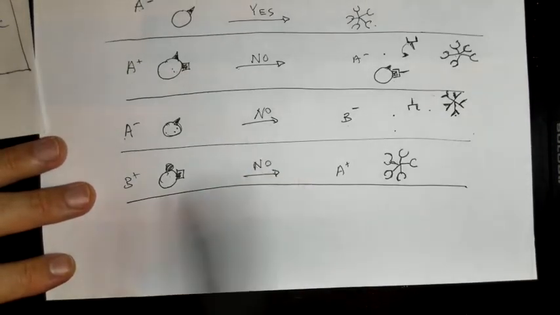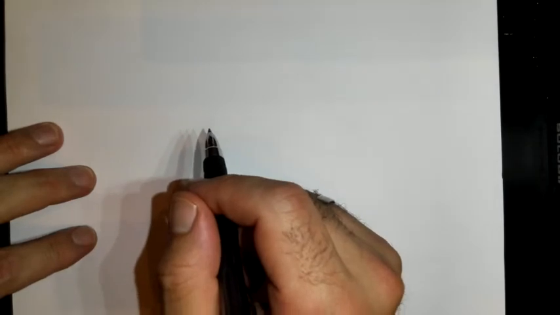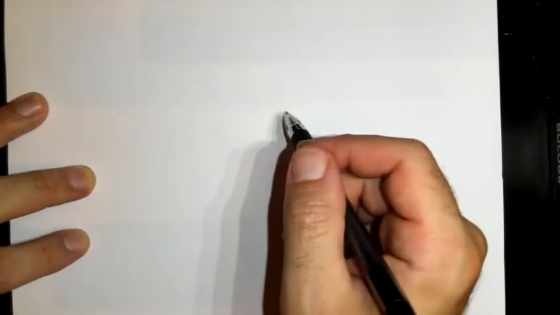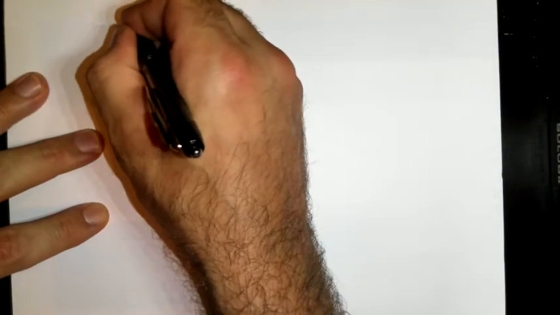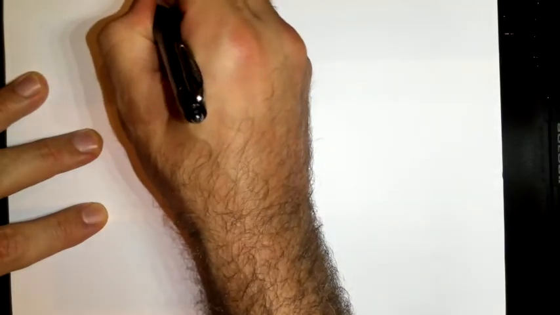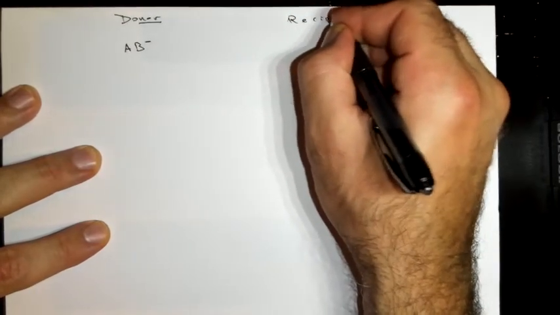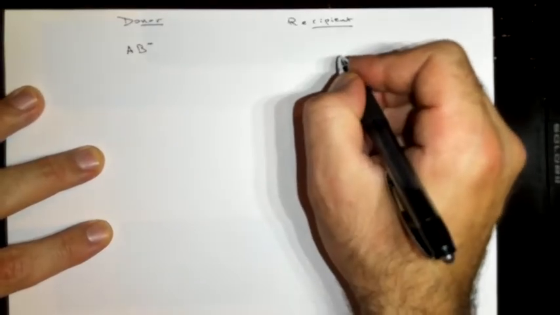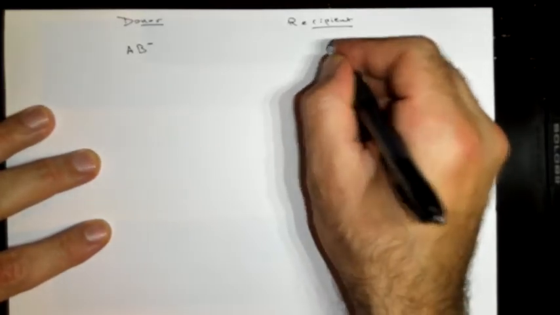So now let's go ahead and look at what happens with some examples of ABs and Os. And so, for example, let's do AB negative as the donor, and the recipient, let's say it is O negative.